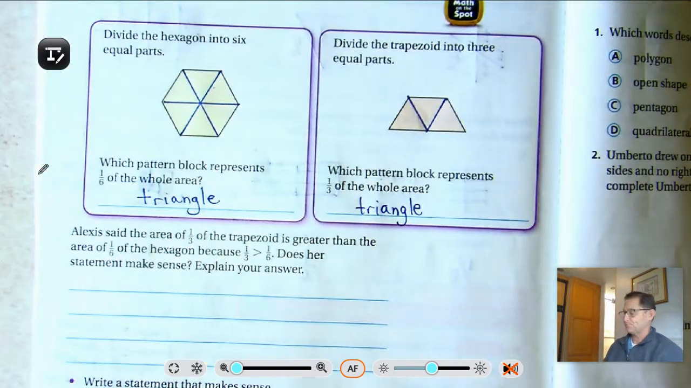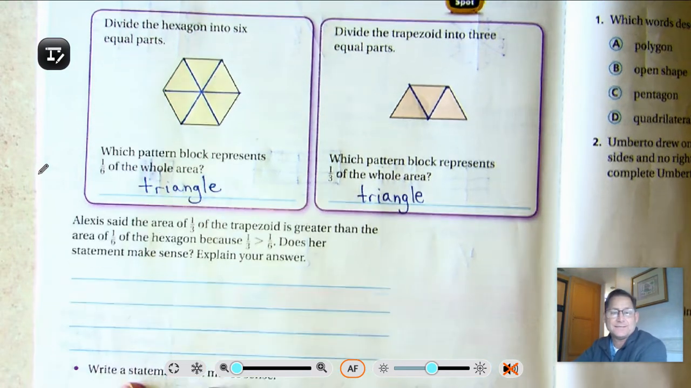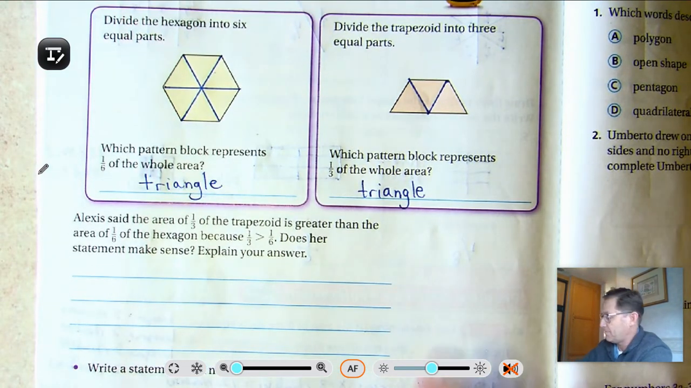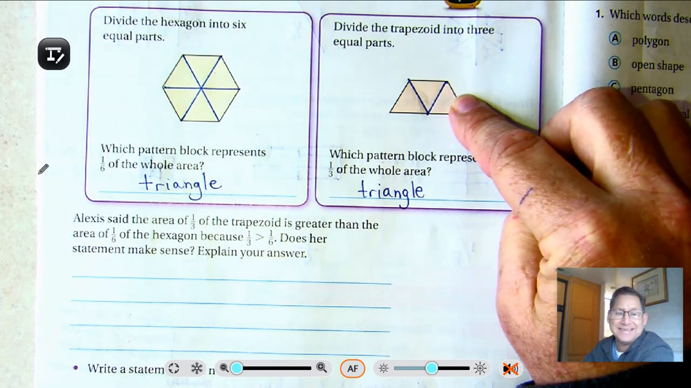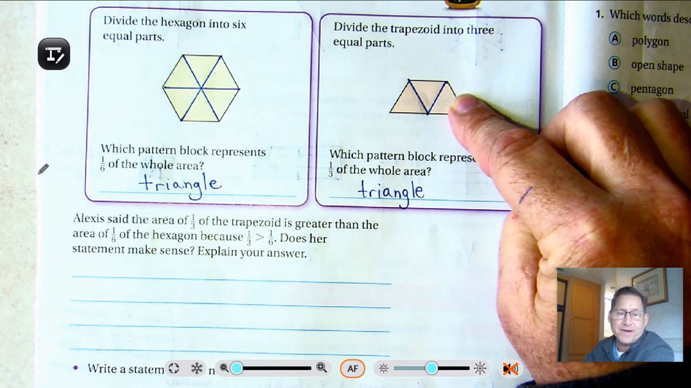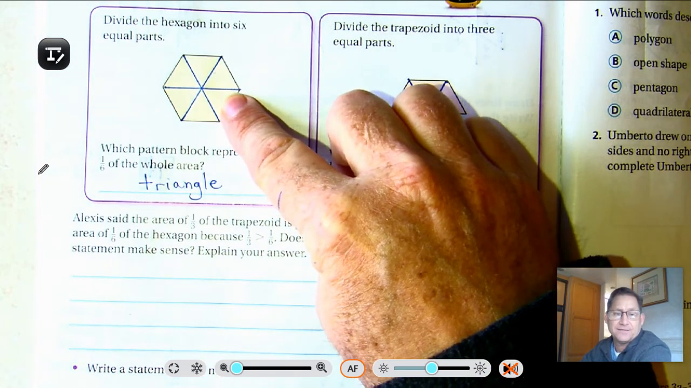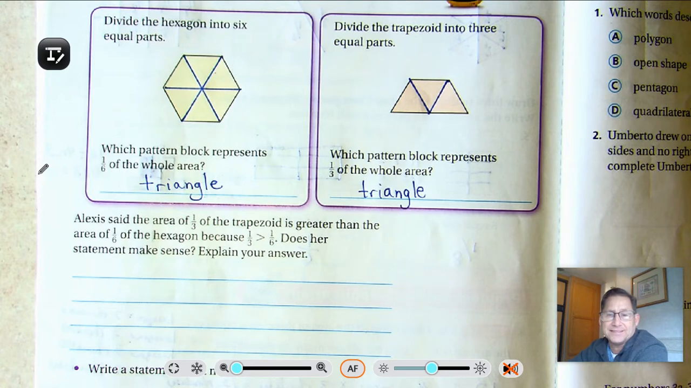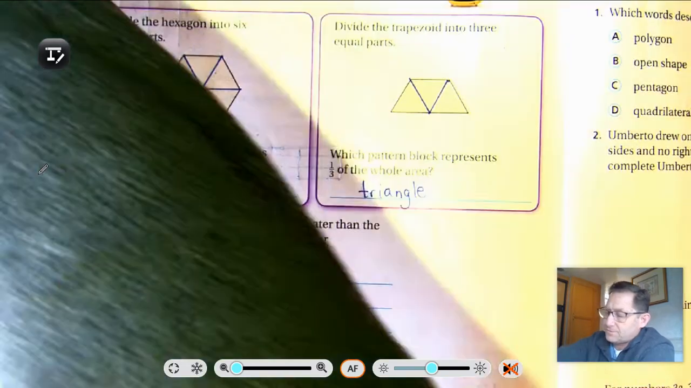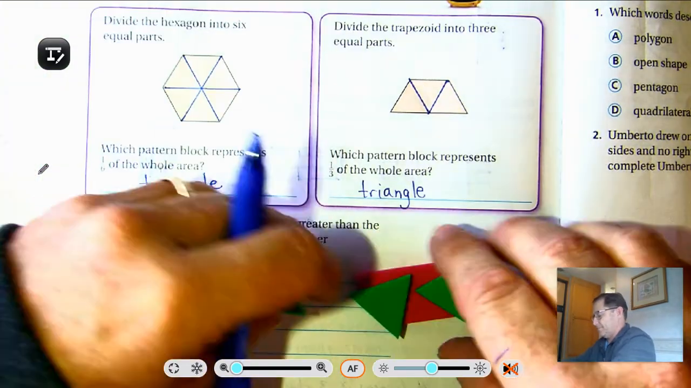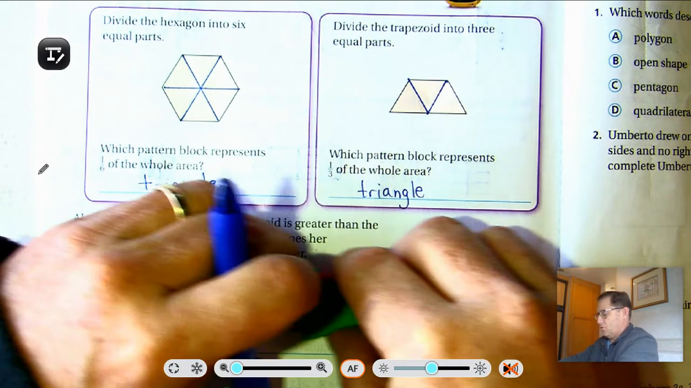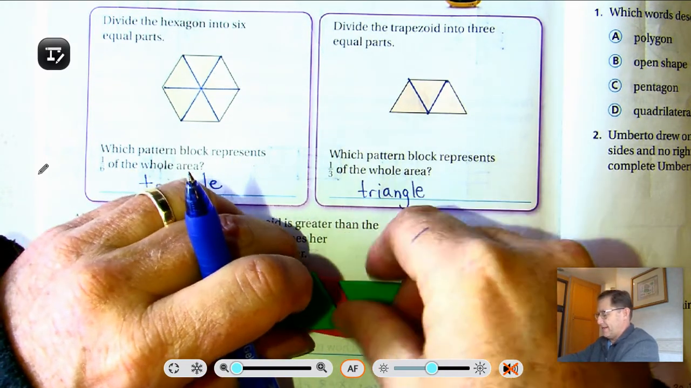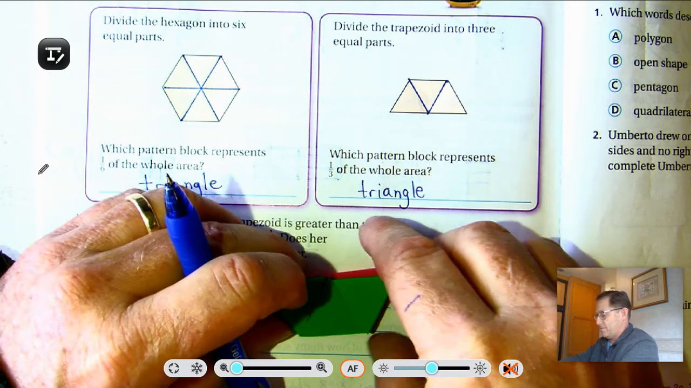All right. Alexis said the area of 1/3 of the trapezoid, so one triangle, is greater than the area of 1/6 of the hexagon, because 1/3 is greater than 1/6. Does her statement make sense? Well, let me show you on this one here, okay? So this shows the same thing, but just using pattern blocks.